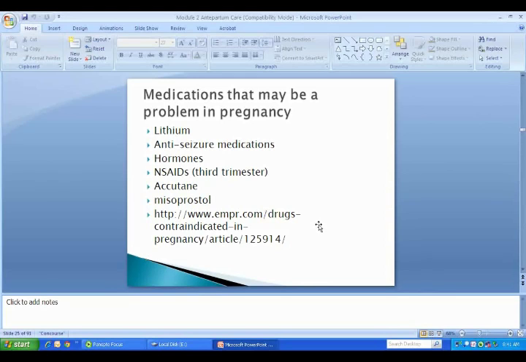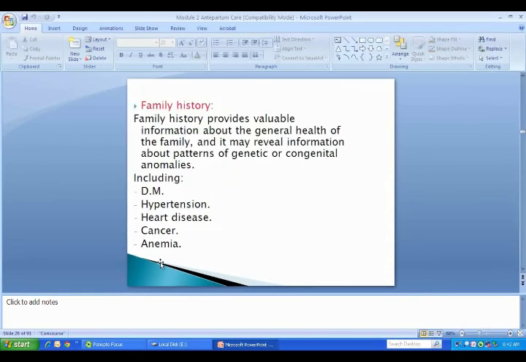Anti-seizure medications, a lot of them are classified D. NSAIDs, we don't want to take in the 3rd trimester. Accutane for acne. Misoprostol is category X, and if you're interested in reading about meds that are contraindicated in pregnancy, here's a web link for you to go to. And also remember, there's some medications that are not safe in certain trimesters.